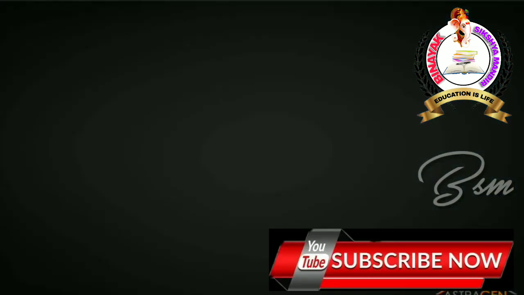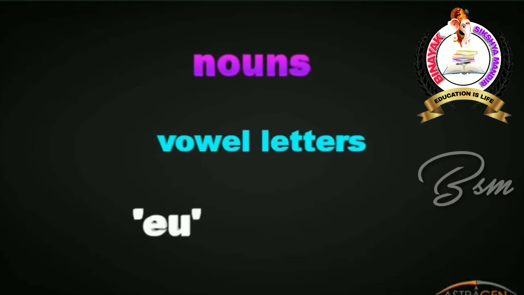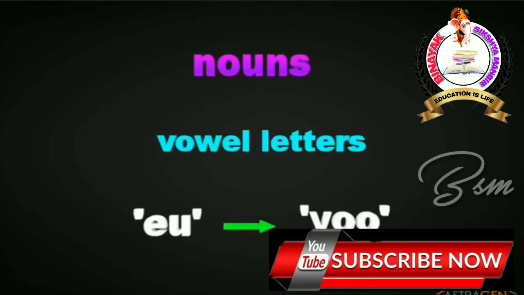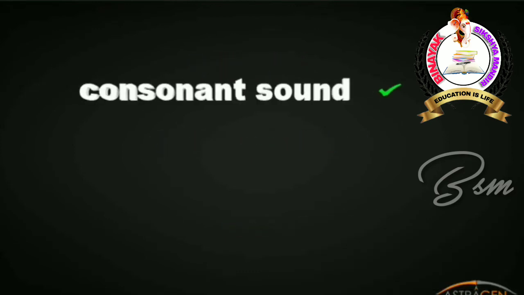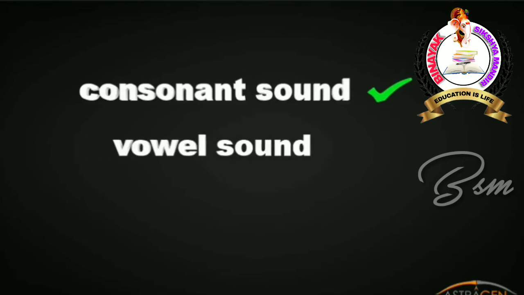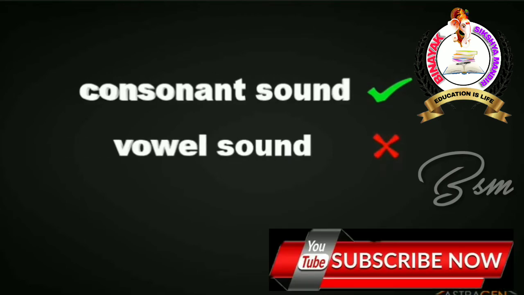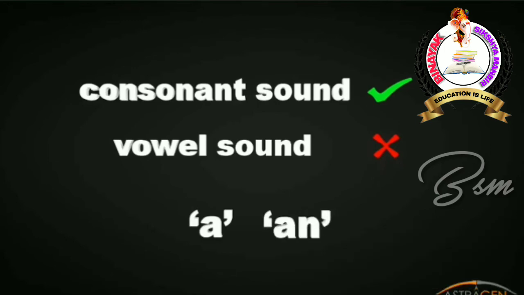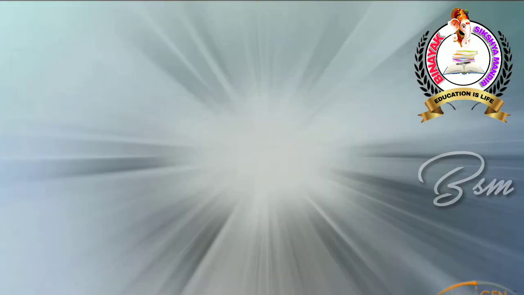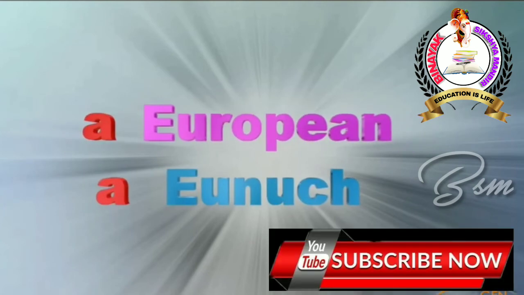Also notice that when nouns begin with the vowel letters U, these letters are pronounced 'yoo'. So, the noun actually begins with a consonant sound, not a vowel sound. Hence, such words use a instead of an. For example, a European, a eunuch.